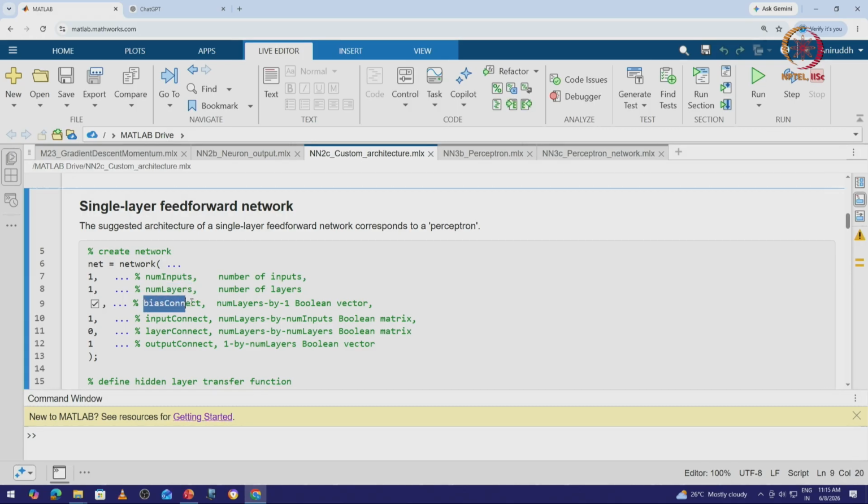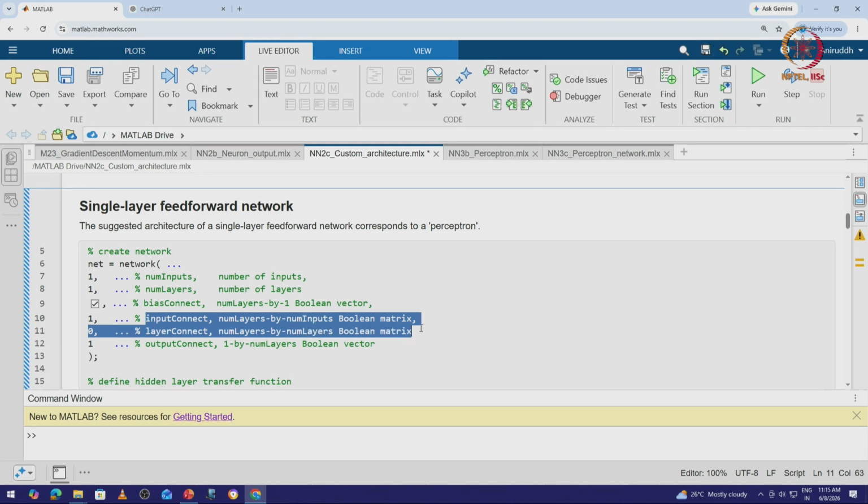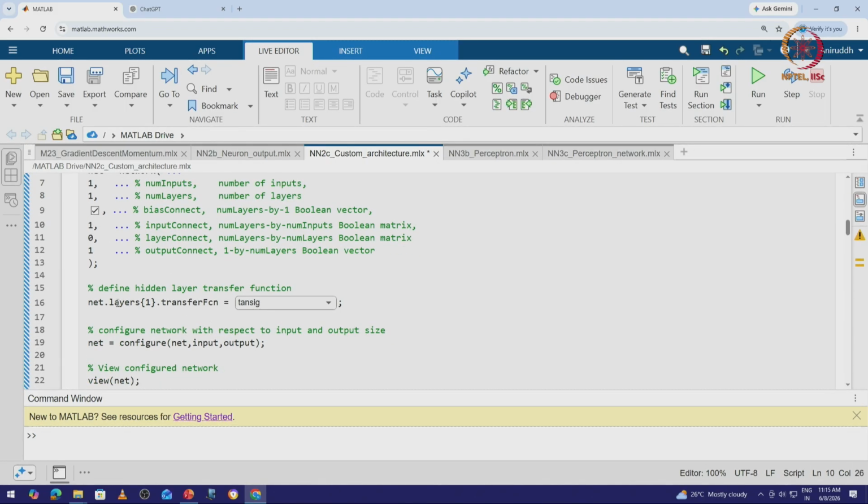Do we need a bias connection? If yes, we will put it as a tick. Let us assume that we want the layers to be connected. Currently we only have layer 0. Do we want layer 0 to be connected to itself? No. So, we will put it as 0 here and so on. We can define the transfer function here, which is given as tansig.